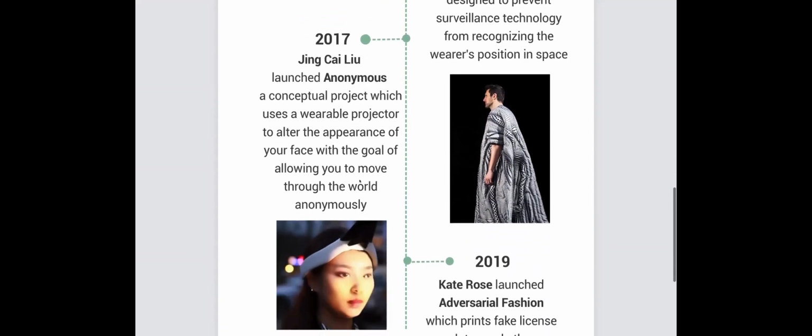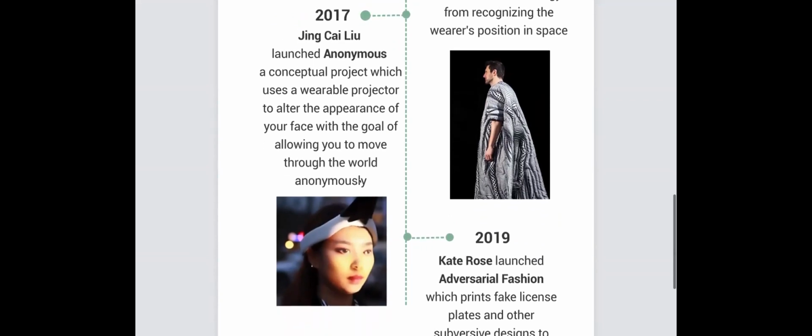In 2017, Jingkai Liu launched a concept called Anonymous, a wearable technology that's a projector that actually alters your face using light, and it's kind of like a holographic future dystopian kind of thing. That was really cool looking.